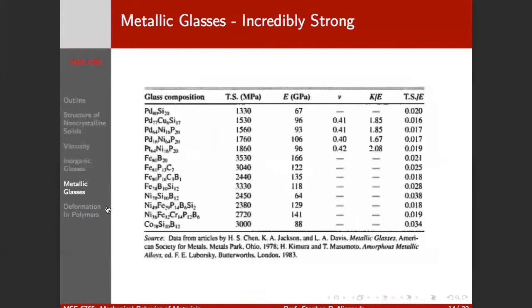Metallic glasses tend to be incredibly strong, right? Very high tensile strengths. This is in megapascals. So we have tensile strengths of 2 to 3.5 GPa, right? Which is pretty dang good, right? What's the problem with them? Why don't we use metallic glasses for everything?